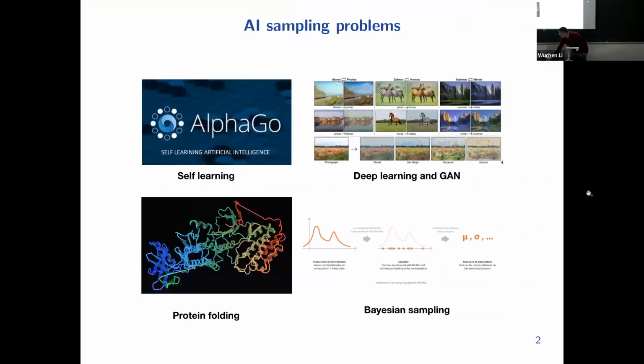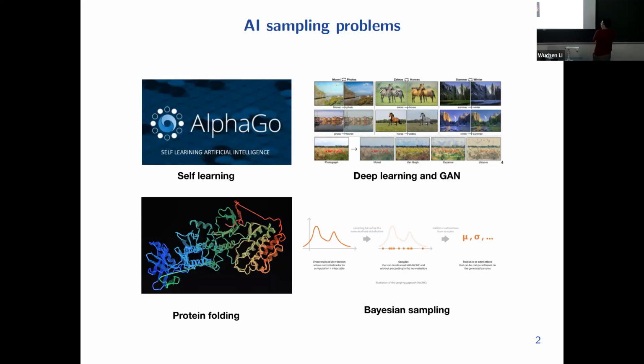Okay, very good. So basically, the AI sampling problems have many different applications. Five or six years ago, the so-called self-learning, they try to play chess or play Go by this AI type of methods. Later on, people introduced so-called generative adversarial networks. It's kind of a from-to type of way to transform images and create generated new images.